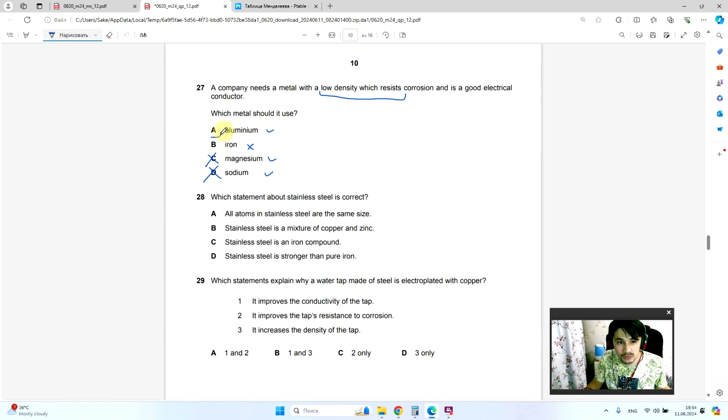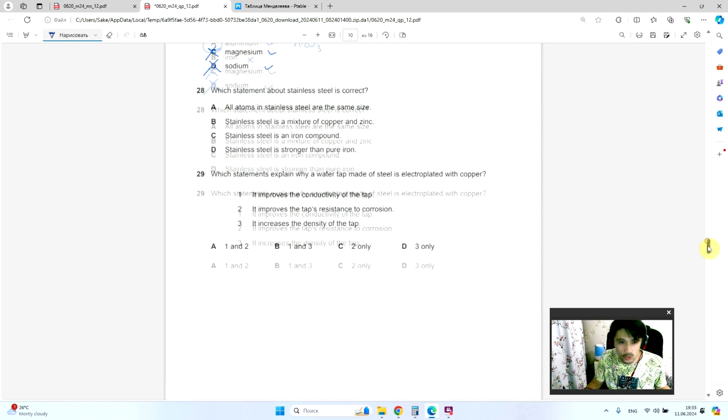So aluminium does not react with water because of aluminium oxide being a protective layer. Aluminium itself, if you remove the oxide layer, actually reacts with water. But if it's exposed to the air, it is very quickly coated by an aluminium oxide layer. Good electrical conductor. All of these options are fine with that requirement. So option A is the correct answer.